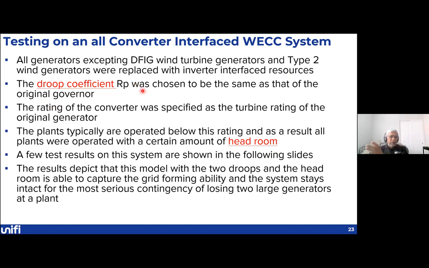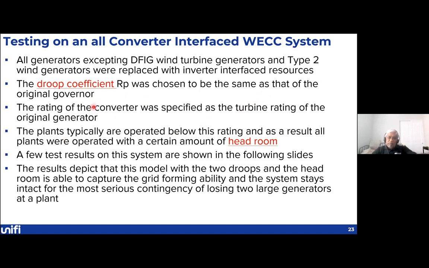And then the droop coefficient RP for the active power was chosen to be the same as that of the original governor. And we purposely built some headroom into the way these inverters operated. So the rating of the inverter was specified as the turbine rating of the original generator, which is usually higher than what the generator would be operating at. As a result, the plants typically operated below this rating, and all plants had a certain amount of headroom.